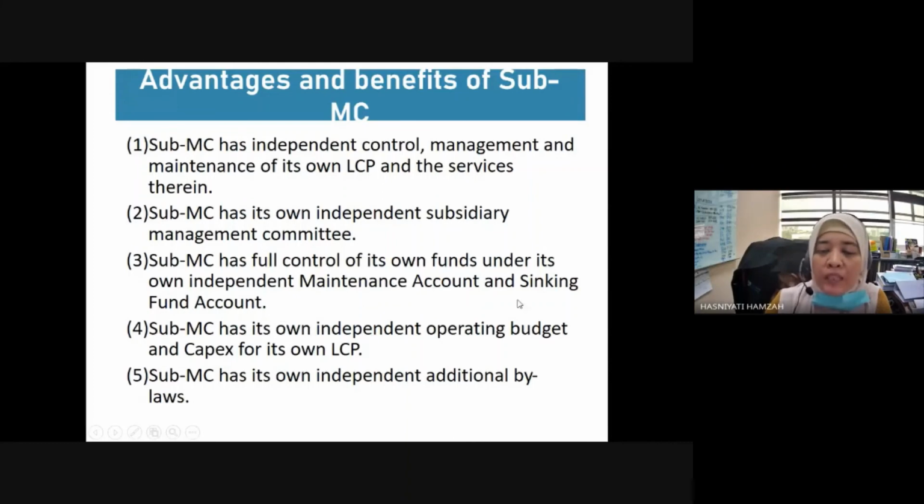Okay. So one thing that we didn't discuss just now is when you have 4 users, what if the 4 users in the same mixed strata development, okay, you don't have sub-MCs yet.